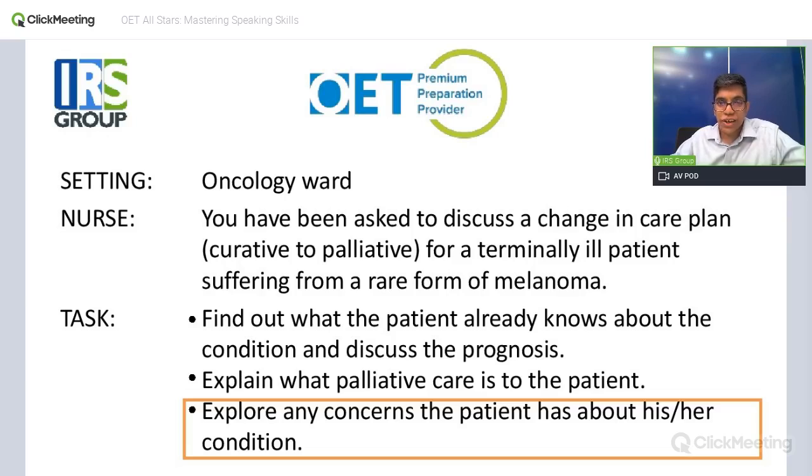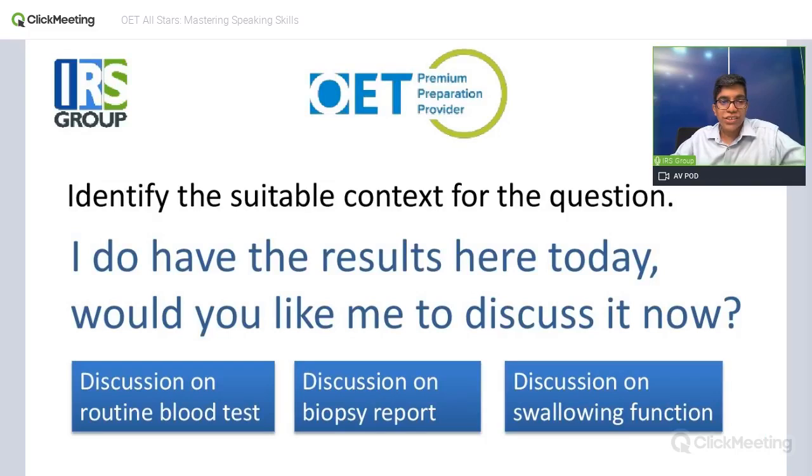Before we wrap up, I've got some more mini tests where you can again perfect some of the skills which we have done. So some responses will be given, as you see on the screen. I do have the results here today. Would you like me to discuss it now? Now, for which situation would it be appropriate? Identify the suitable context for that. 1, 2, 3. Discussion on routine blood test, discussion on biopsy report, discussion on swallowing function. For which one would you choose this? Type in your response, please.